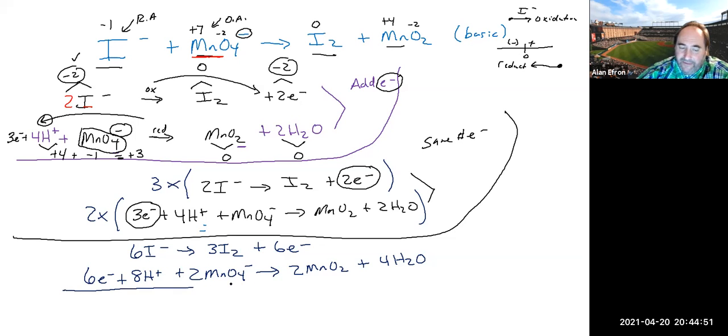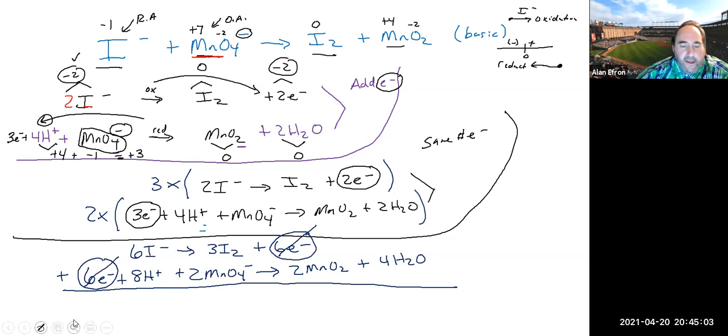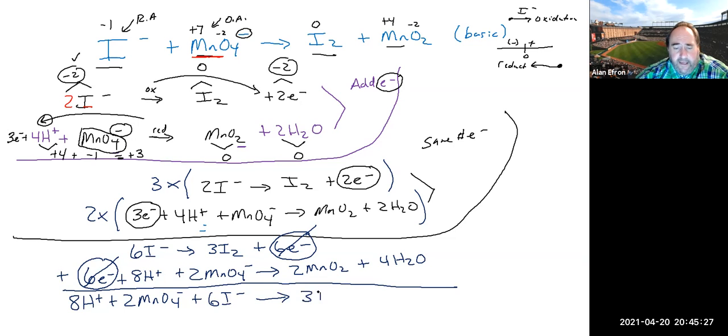Good news is now that we have the same electrons on opposite sides of the arrow, they should completely cancel out. And this should now leave us technically the equation that would be balanced for acidic conditions. We're just going to keep everything on the left-hand side of the arrow on the left-hand side: 8 H pluses plus 2 MnO4 minuses plus 6 iodides. Everything on the right-hand side of the arrow, 3 I2 plus 2 MnO2 plus 4 waters.